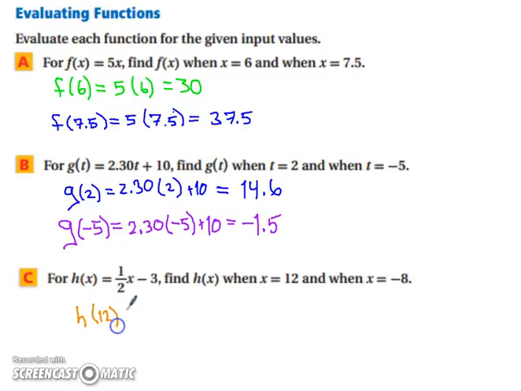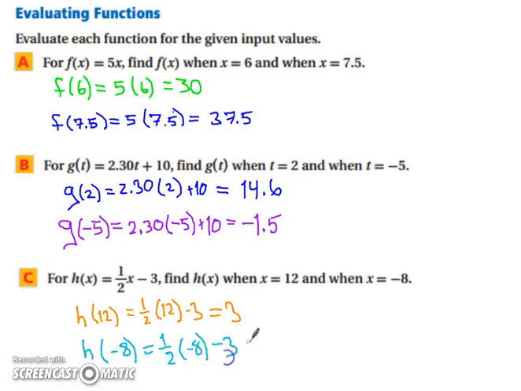H of 12 equals 1/2 times 12 minus 3. So we end up with 6 minus 3, which is 3. And then we have our next one. So we have h of negative 8 equals 1/2 times negative 8 minus 3. Well, half of negative 8 is negative 4. Minus 3 gives you negative 7. So that's how you would evaluate functions.